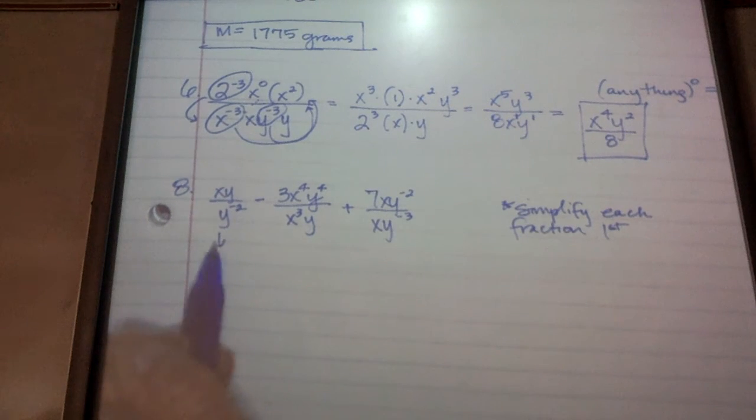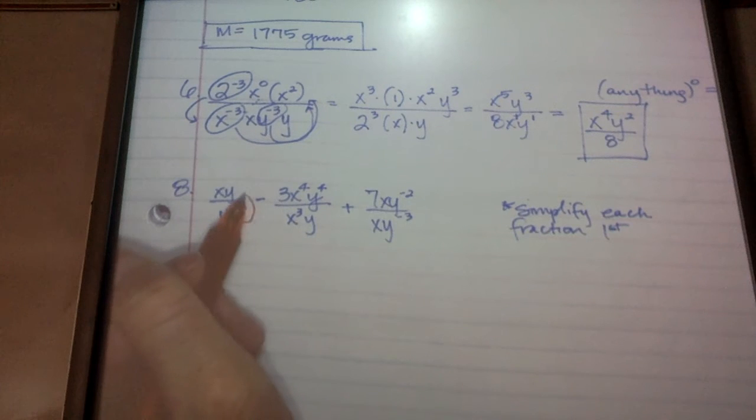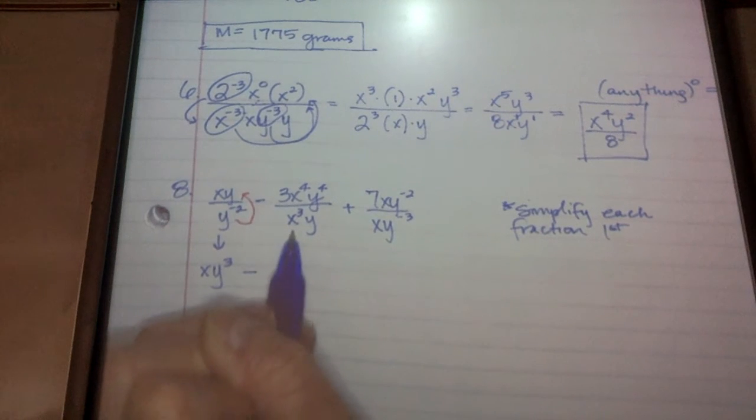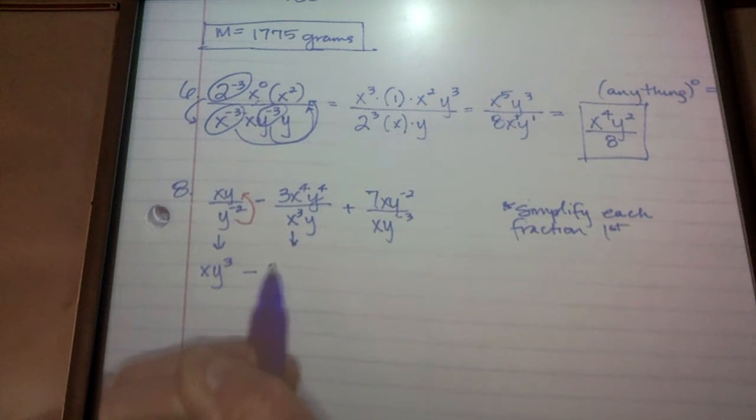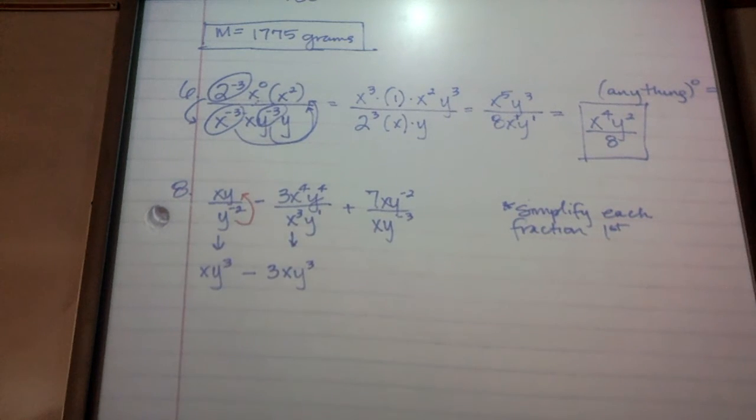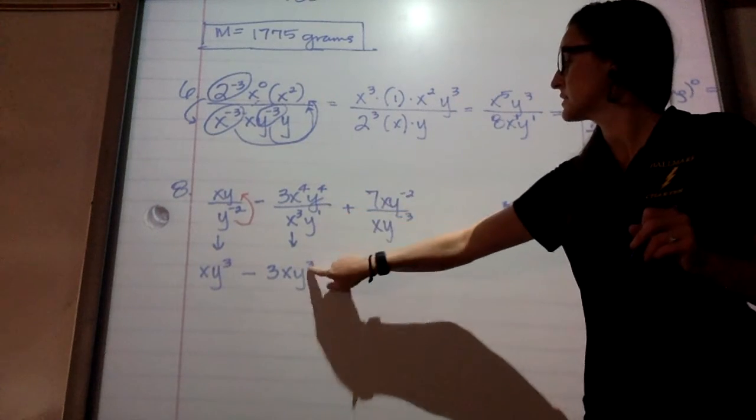So this one becomes x y to the 3rd, right? Because I'm moving the negative second power to the top, and then the exponent becomes positive. Then minus, now I'm going to simplify this one. I get 3x y to the 3rd. I'm simplifying, subtracting exponents. 4 take away 3 is 1. 4 minus 1 is 3.